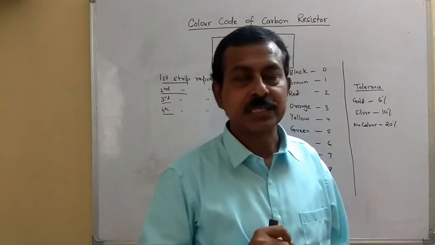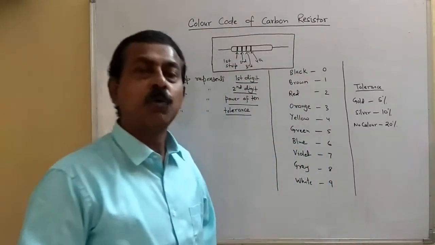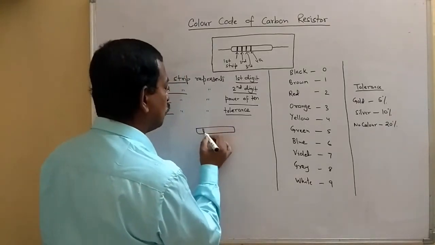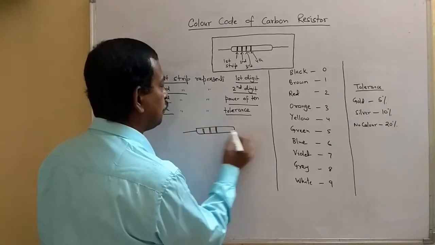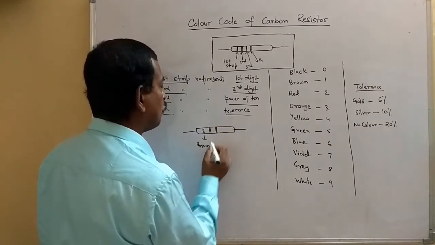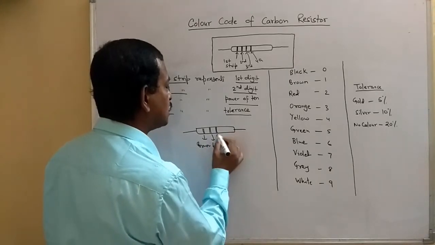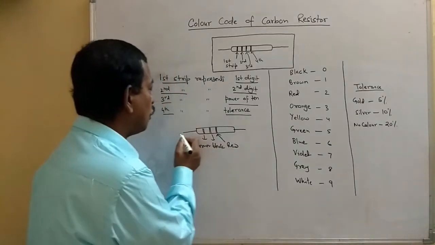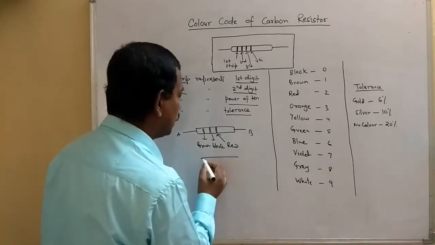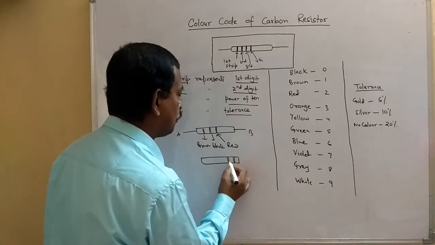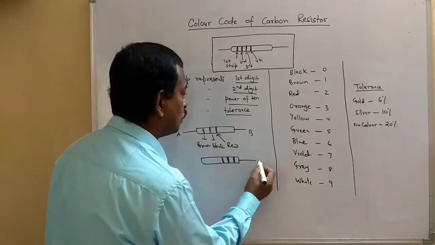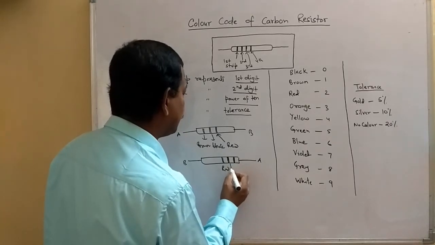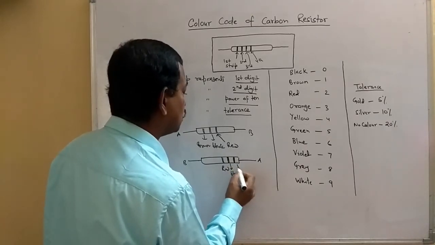Suppose you have been given a carbon resistor whose color sequence is brown, black, red. If I hold it like this, this is your brown, this is your black and this is your red. Then it is brown, black, red. But if I just reverse it, in that case, it is red, this is black, and this is brown.